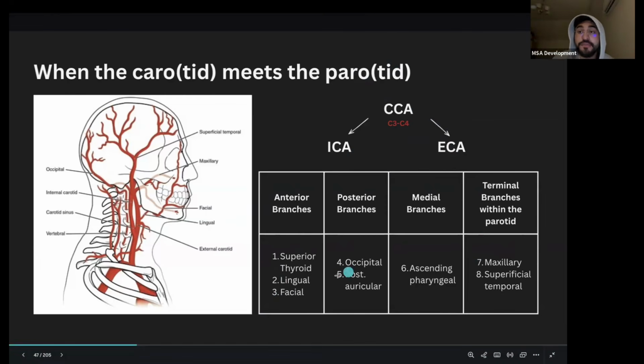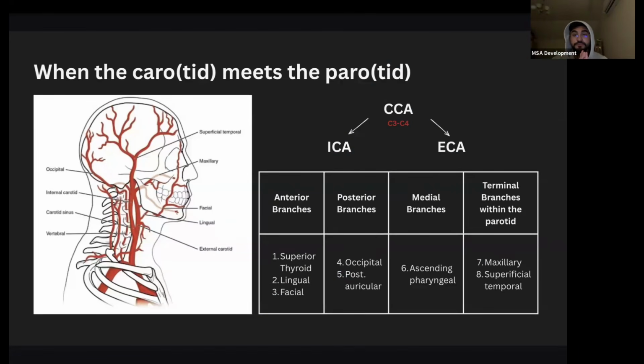So the anterior branches of the external carotid artery are going to be the superior thyroid, the lingual, and the facial. Those are going to be the anterior ones. And then the posterior branches are going to be your occipital and the post-auricular ones. Right here, this is the occipital, and somewhere here it's going to be the post-auricular. And then the medial one is going to be your ascending pharyngeal artery.